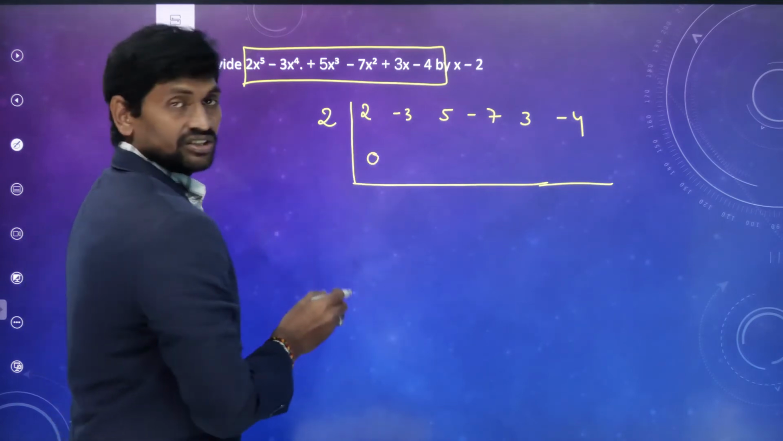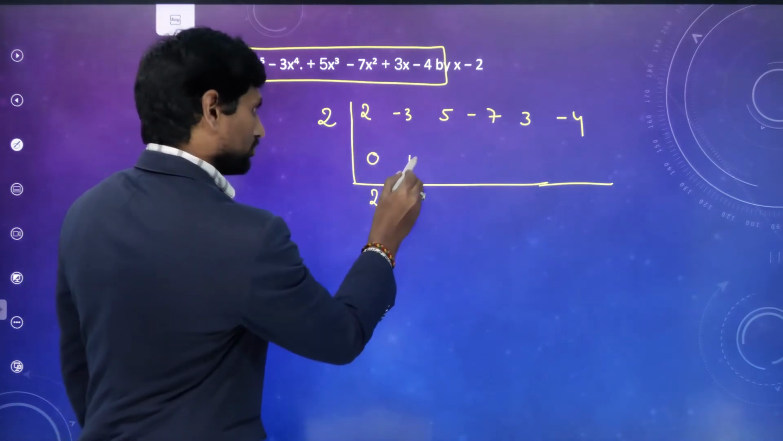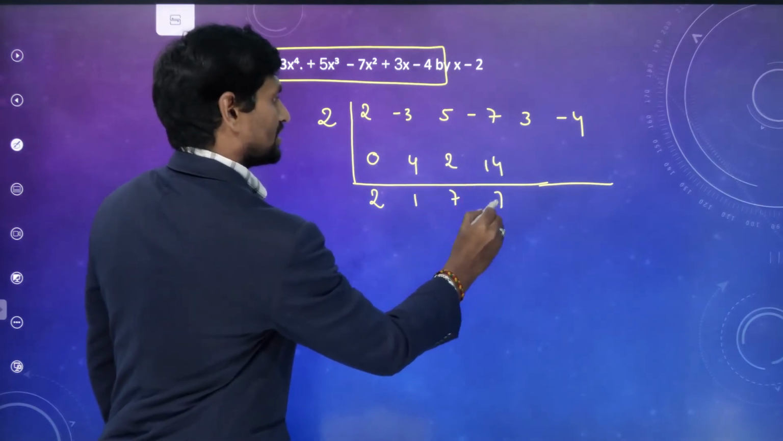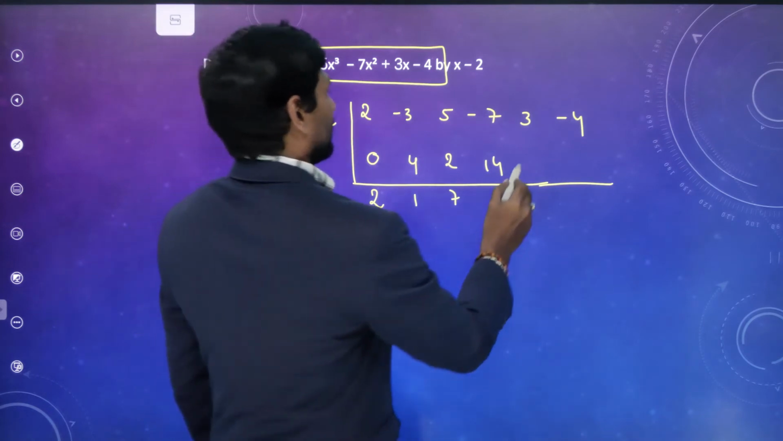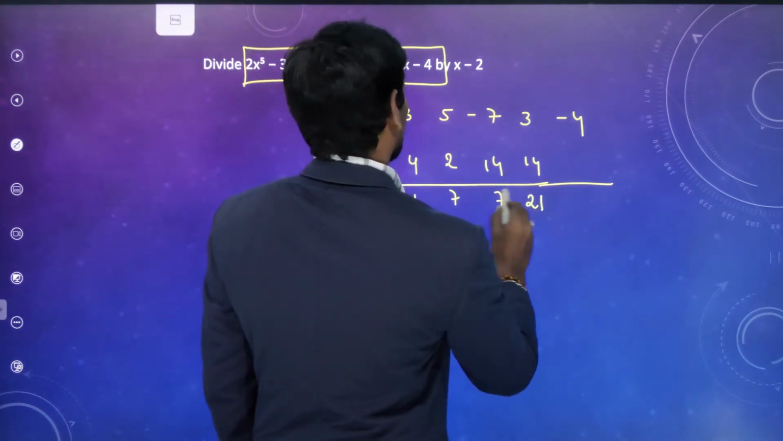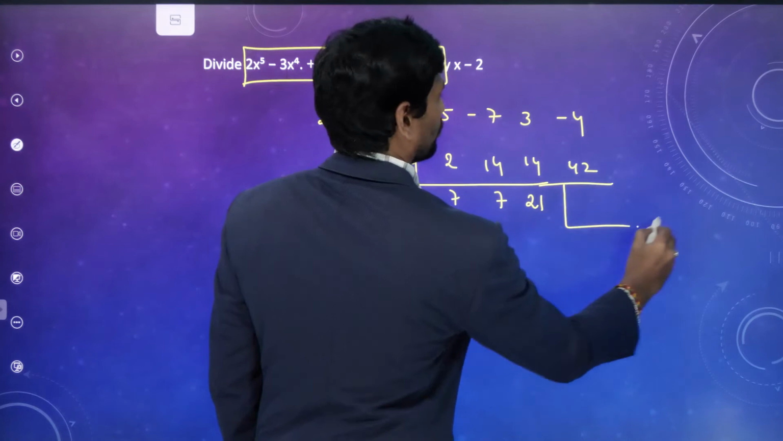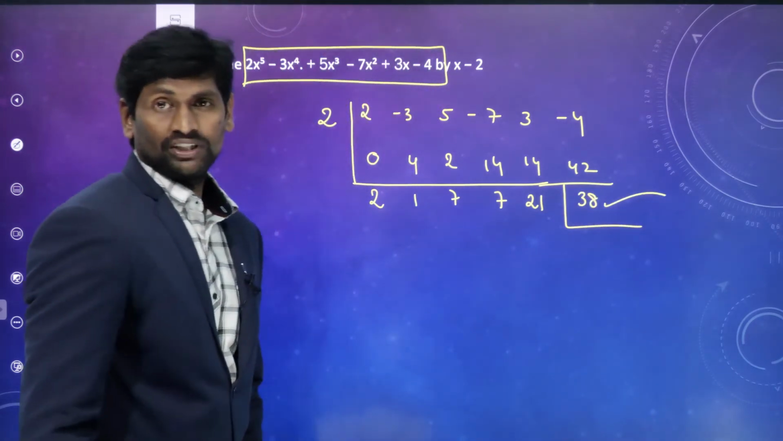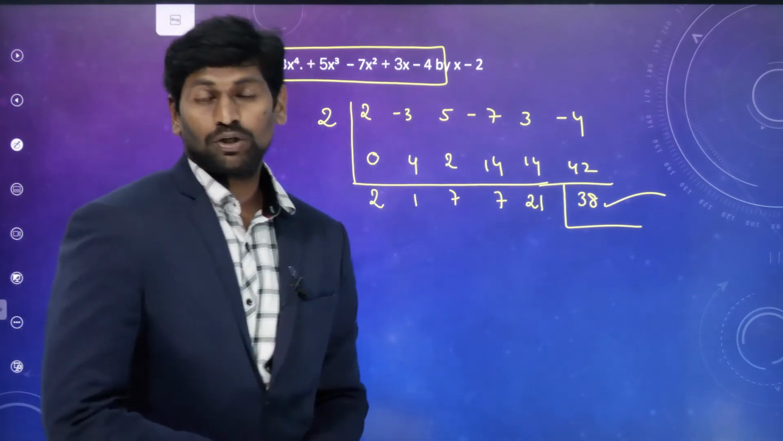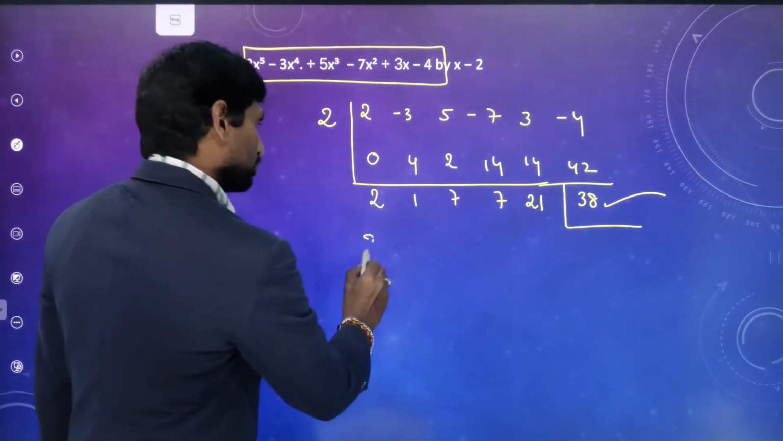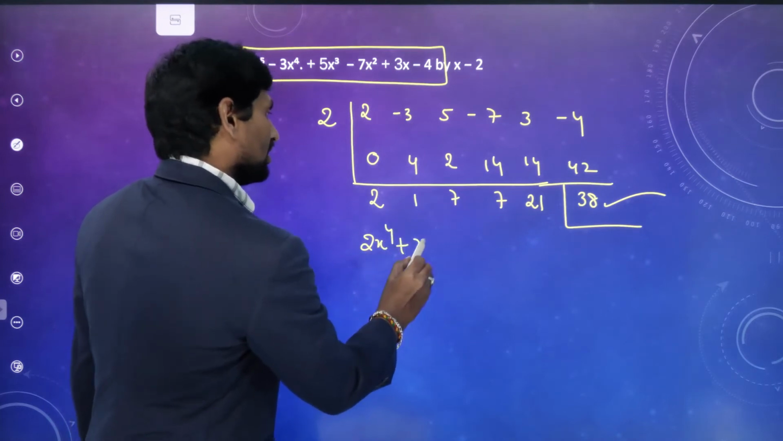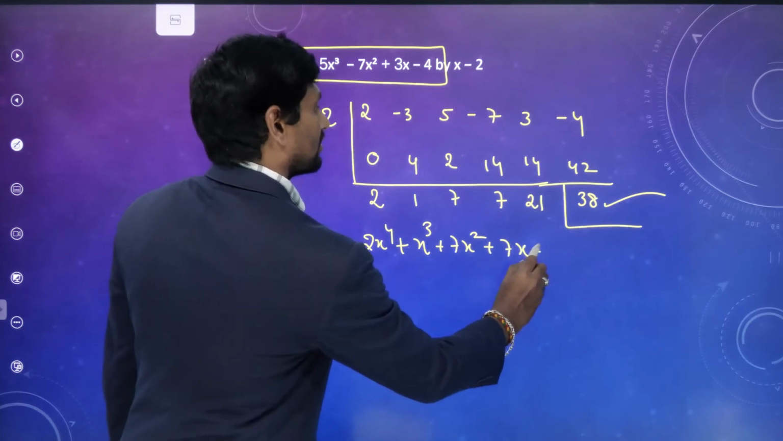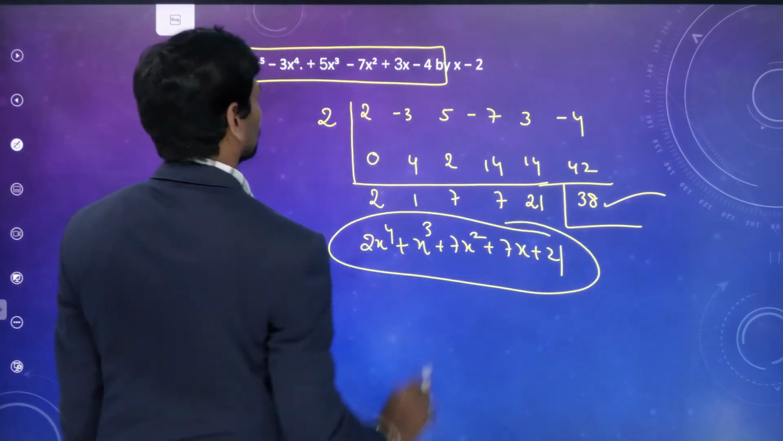First position 0, 2 plus 0 is 2, 2 twos are 4, 1, again 2, 7. This will be 14 plus 7 again, and 14, 21 and 42. So the remainder is 38, and the remaining is a biquadratic polynomial. So it will be 2x power 4 plus x cube plus 7x square plus 7x plus 21. Done.